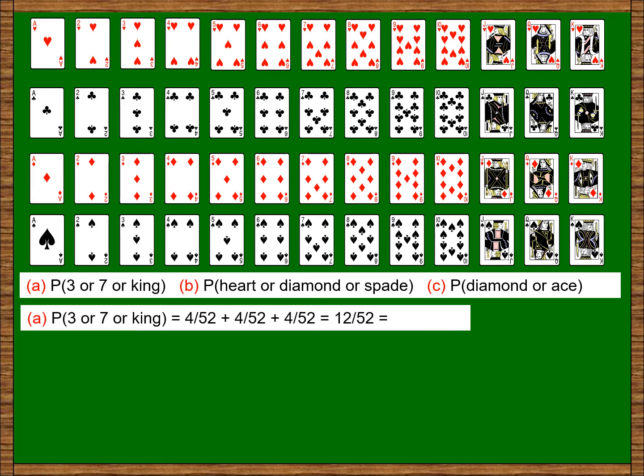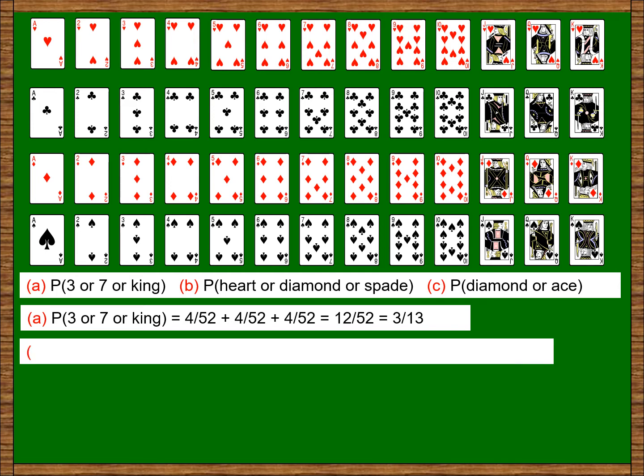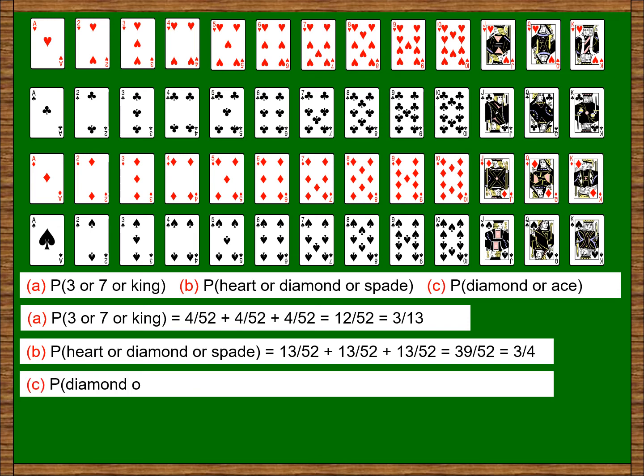There are 4 out of 52 threes, 4 out of 52 sevens, and 4 out of 52 kings. So by adding them together, we get 12 out of 52, which simplifies to 3 over 13. For B, there are 13 diamonds, 13 hearts, and 13 spades. So each of the separate probabilities here is 13 out of 52, but added together we get 39 out of 52, again, which simplifies to 3/4. But now consider the problem with C. Again, don't worry about this.